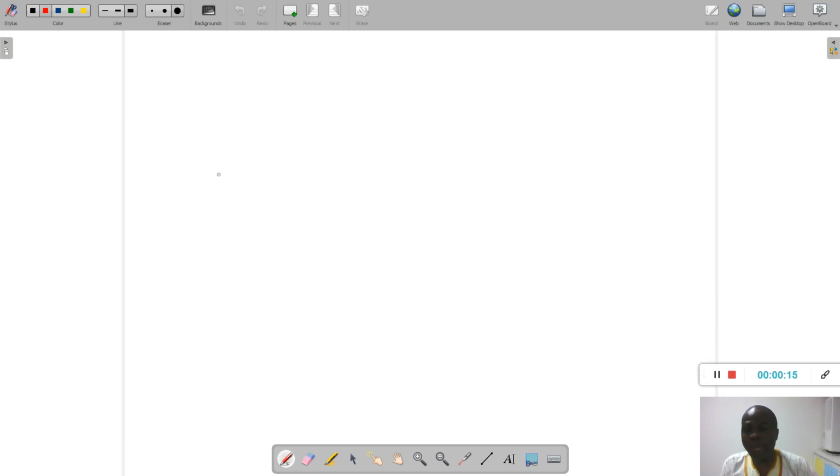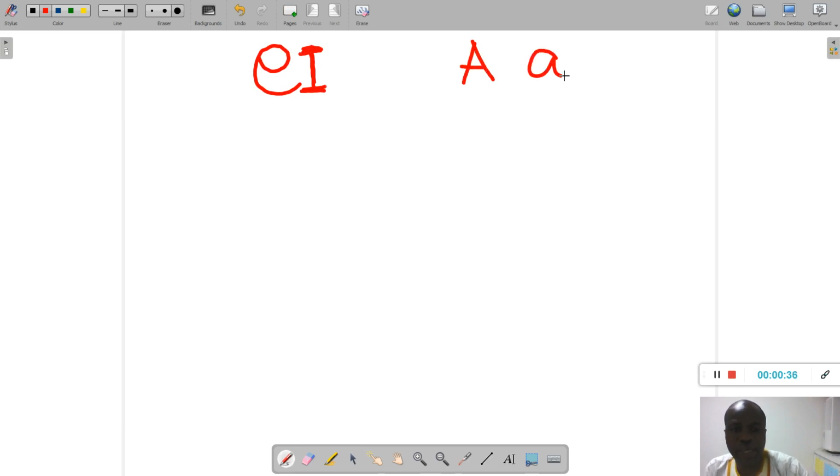So we have 8 diphthongs which we are going to consider tonight. And our first diphthong, I'm going to write it so that we can start. This is our first diphthong: A, just like the letter A, B, C, D, the letter A. That's our first diphthong.